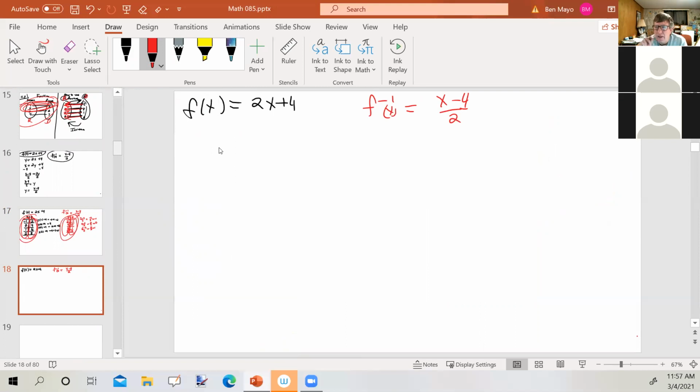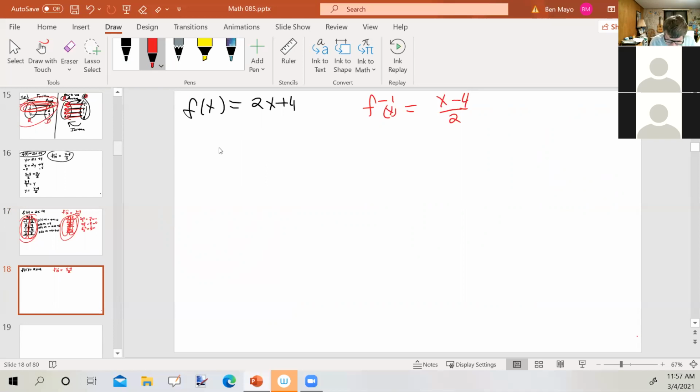When you have a one-to-one function and its inverse, if you compose f with f inverse, you get x as the final answer. If you compose f inverse with f of x, you also get x. Now, yesterday I said that composition wasn't commutative in general, but when you're composing a function and its inverse, then it is commutative. That is, a one-to-one function and its inverse.